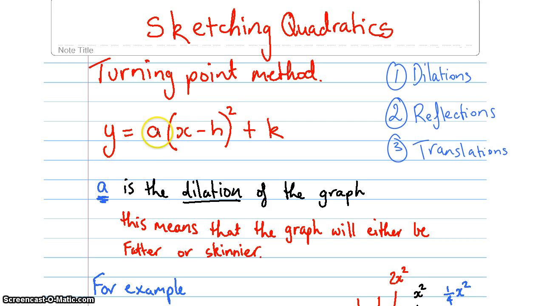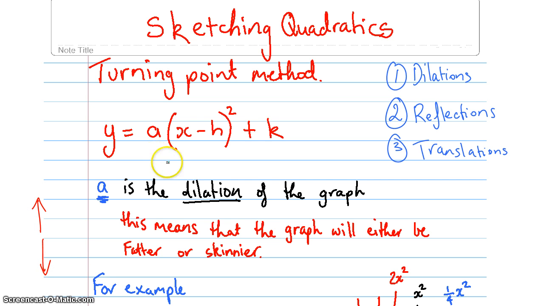So A at the front here is the dilation of a graph, or A can affect the dilation. And that means that the graph will either be fatter or skinnier. What I really mean by that is that A can actually stretch the graph this way and this way, making the graph look either fatter or skinnier.